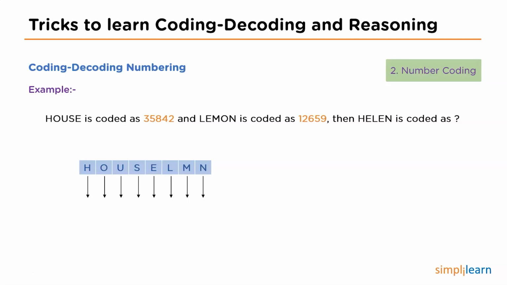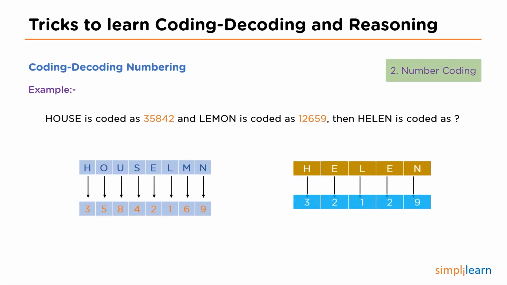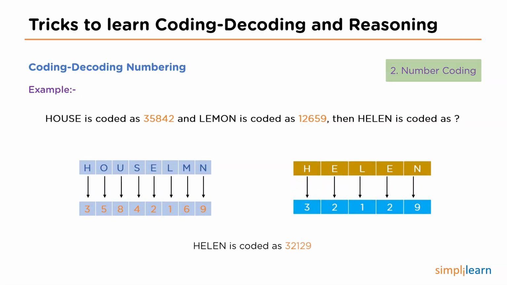Now let's code the letters. H is coded as 3, O is coded as 5, U is coded as 8, S is coded as 4, E is coded as 2, L is coded as 1, M is coded as 6, and N is coded as 9. Using these codes, Helen can be coded as 3, 2, 1, 2, and 9.